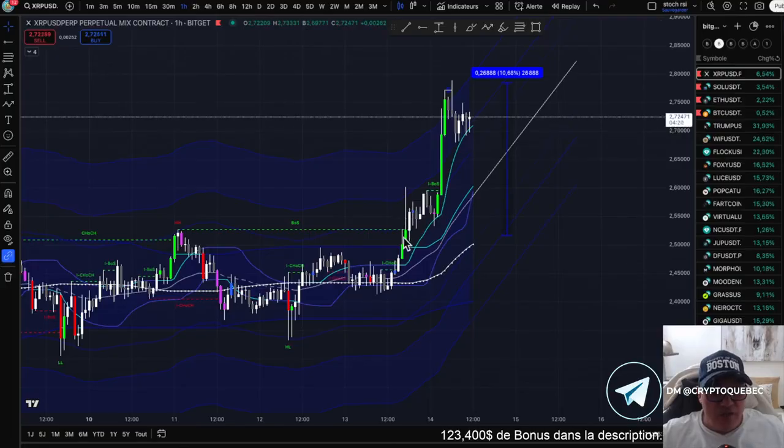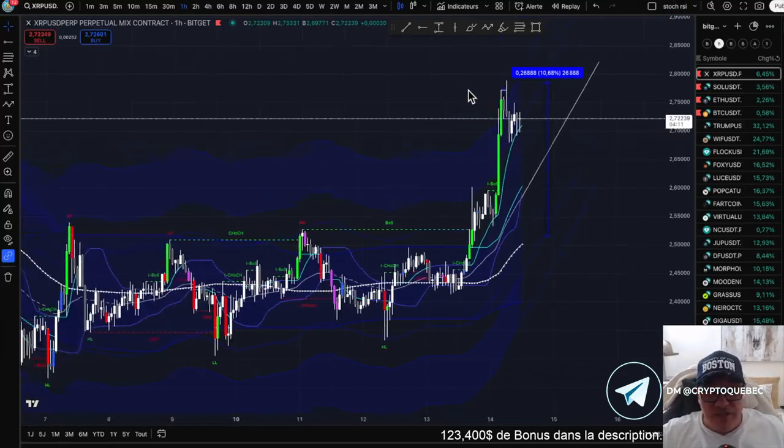There was a long wick, a long candle, the reversal. I entered the trade and I'm going to share it with you in the group. Otherwise, obviously 10.68% for 100% made.